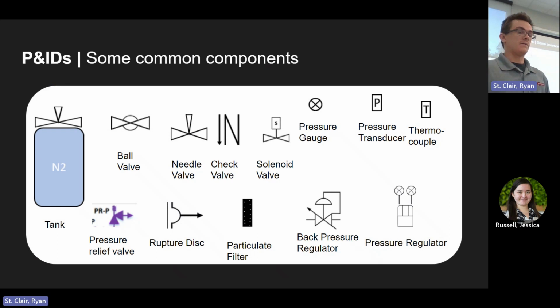I'll start with the tank, usually just labeled with what's in it. In this case, there's N2. This is a pressurant tank. And then going up the top, we've got a ball valve. A ball valve is just a hand valve. It's an on or off kind of valve where you say you want this fluid to flow from here to here, or you want this pressure to be the same across here and here.